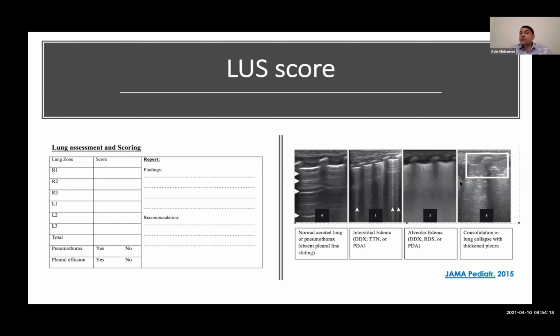The total score is 18, but any patient can be either 0 for all the areas like this one, or can be 18 if all the areas are from this severe end. This is how we report it in Sinai, but different shapes and different ways of reporting are acceptable too.